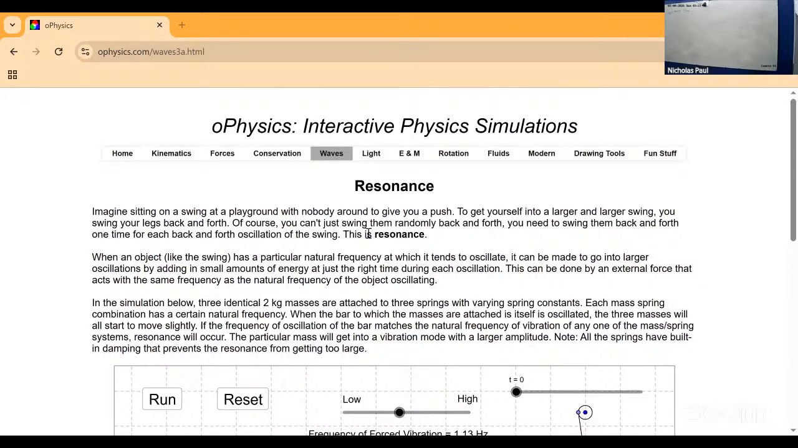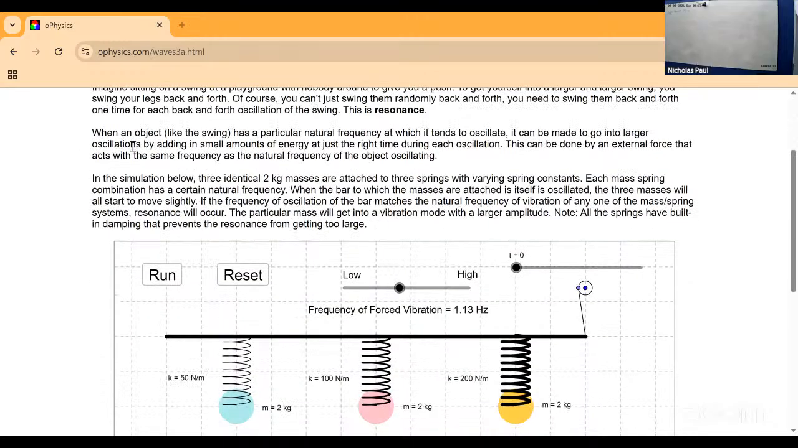But remember, once you're moving, you have momentum, right? But we're talking about the concept of resonance where you apply a force of equal frequency. Right? So let's take a look at this here. When an object like a spring has a particular natural frequency at which it tends to oscillate, it can be made to go into a larger oscillation.